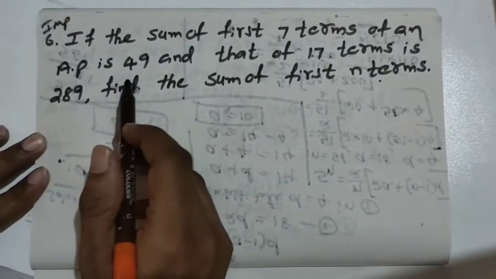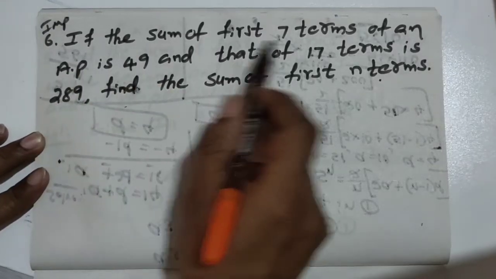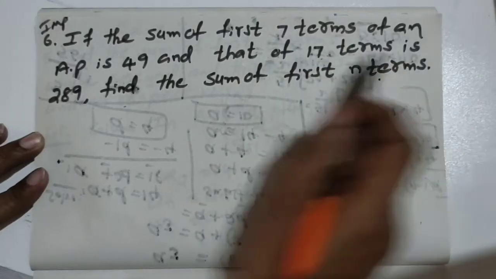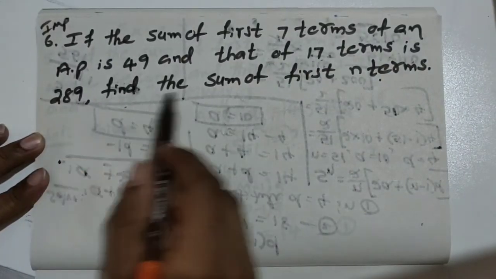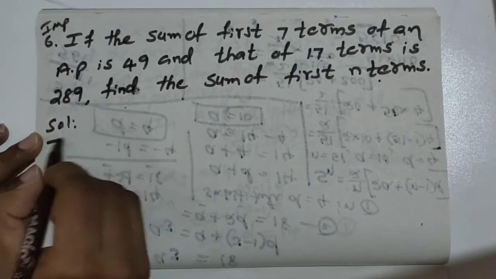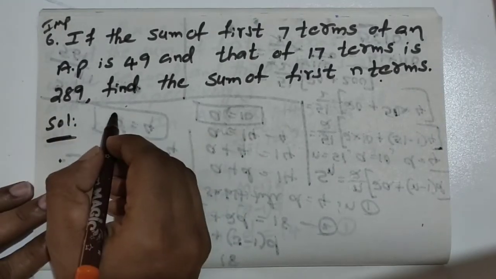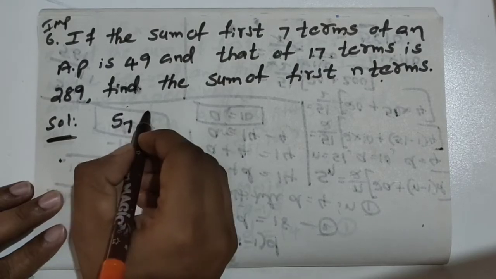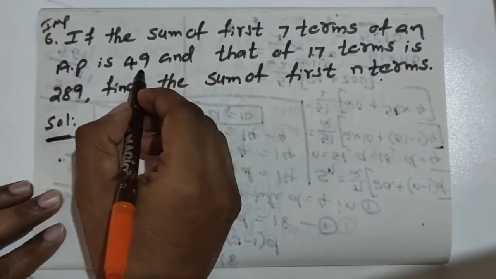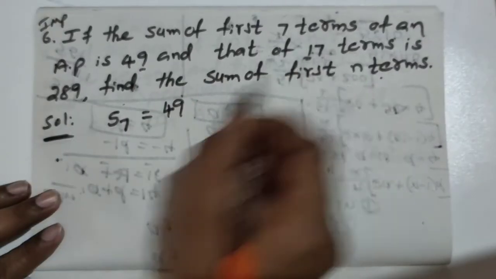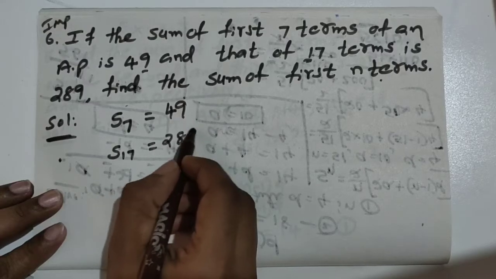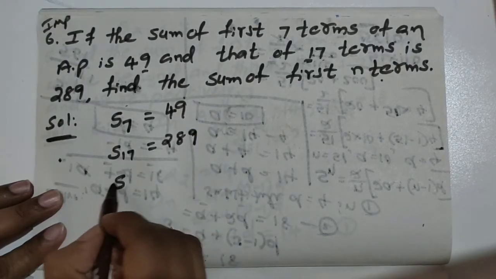And if the sum of first 7 terms of an AP is 49 and that of 17 terms is 289, find the sum of first n terms. So here also given sum of first 7 terms, that is given as S7, is equal to 49. Next, sum of first 17 terms, S17, is equal to 289. So we have to find the Sn.